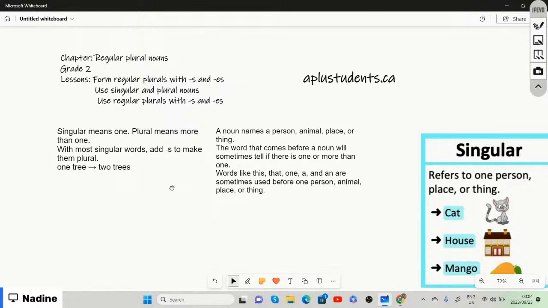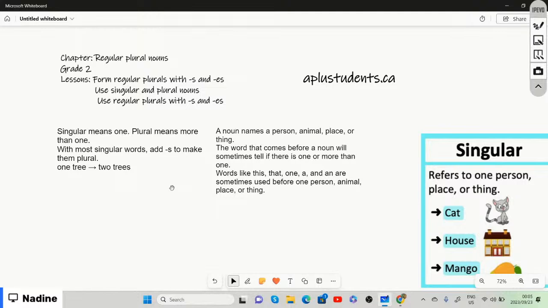All right, so when it comes to regular plurals, firstly, before you get a plural, we have singular. So singular means one. And if there's more than one, we call that plural, because it is two or more. So singular means one and plural means more than one. And when it comes to singular words, in order for us to form a plural word, we need to add S to make it plural.